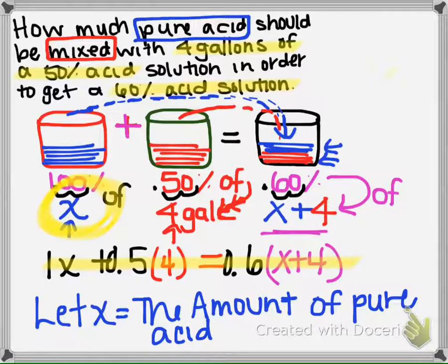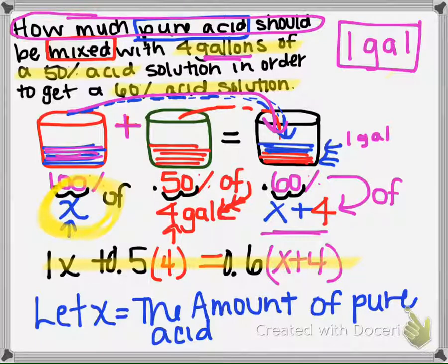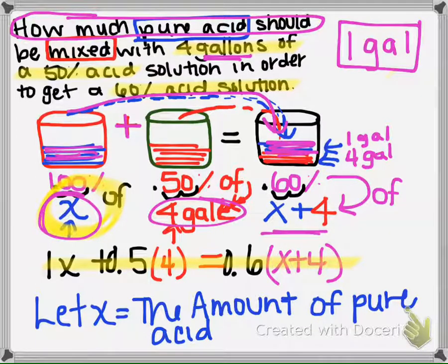So if we go back to our question, it says, how much pure acid should be mixed? So our answer is in gallons. So 1 gallon. What we pour in here is only going to be 1 gallon. So it's going to have 1 gallon from the first container, and then 4 gallons from this container. So this is going to be a total of 5. But we were only trying to find that, which is 1 gallon.